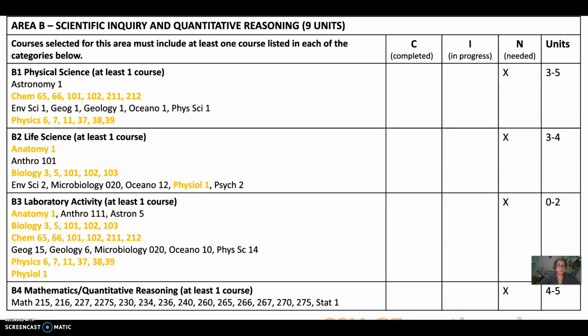However, if you were to take astronomy, for example, there is a lab for it, but if you enroll in Astronomy 1, it's just the lecture. So you want to make sure that at least one of your sciences has a lab.